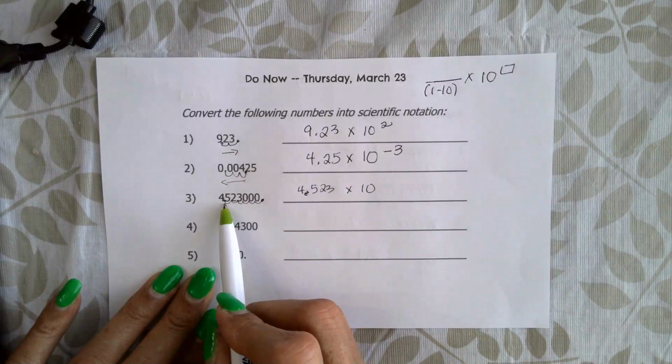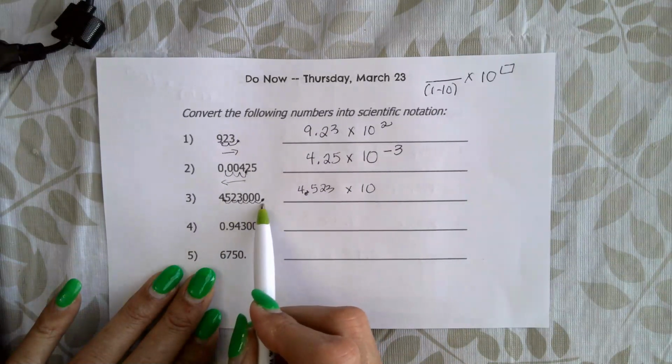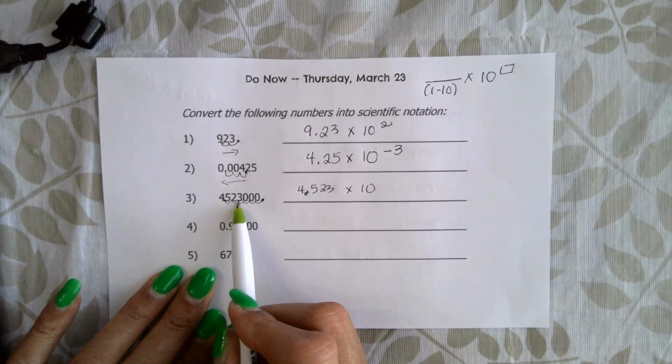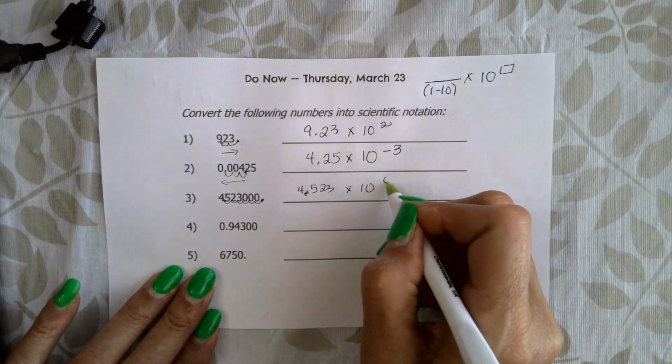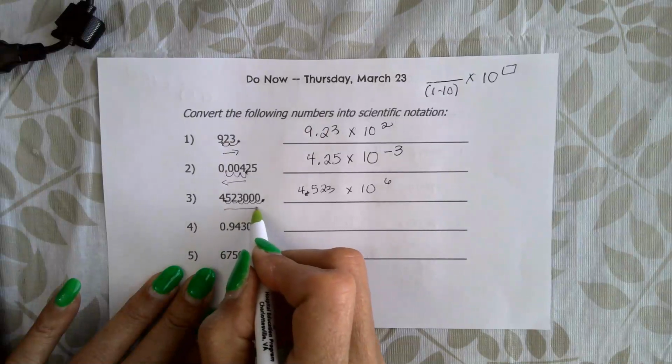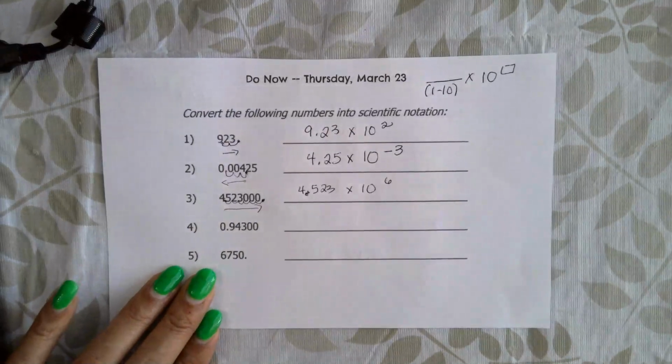How many spaces did we move from this new point to our original one? 1, 2, 3, 4, 5, 6. So 10 to the 6th power. So we have to go from there to there. So that's why it's positive.